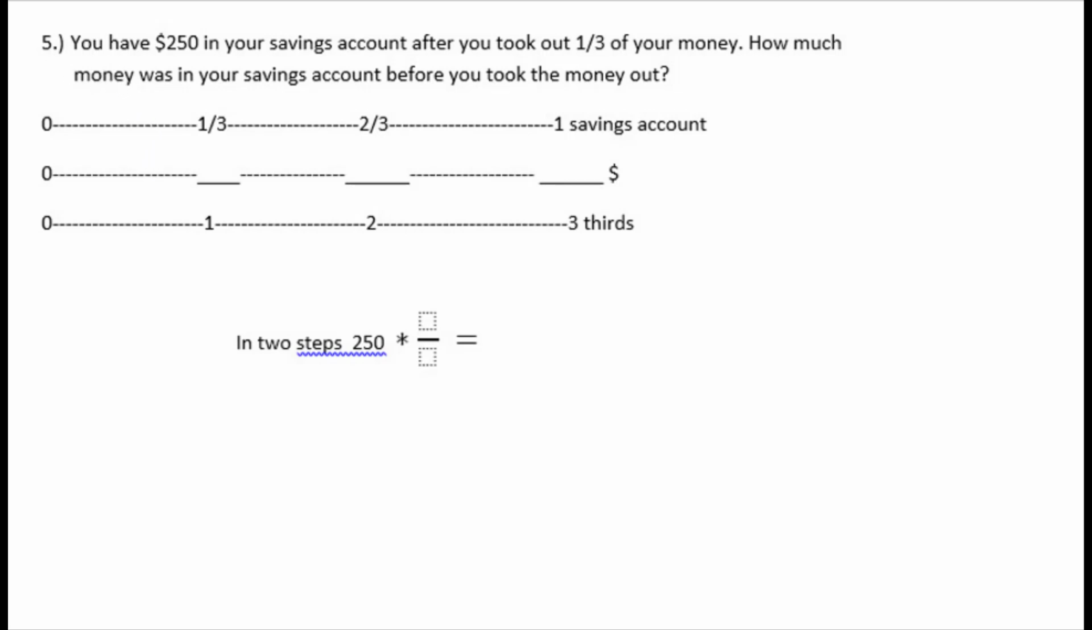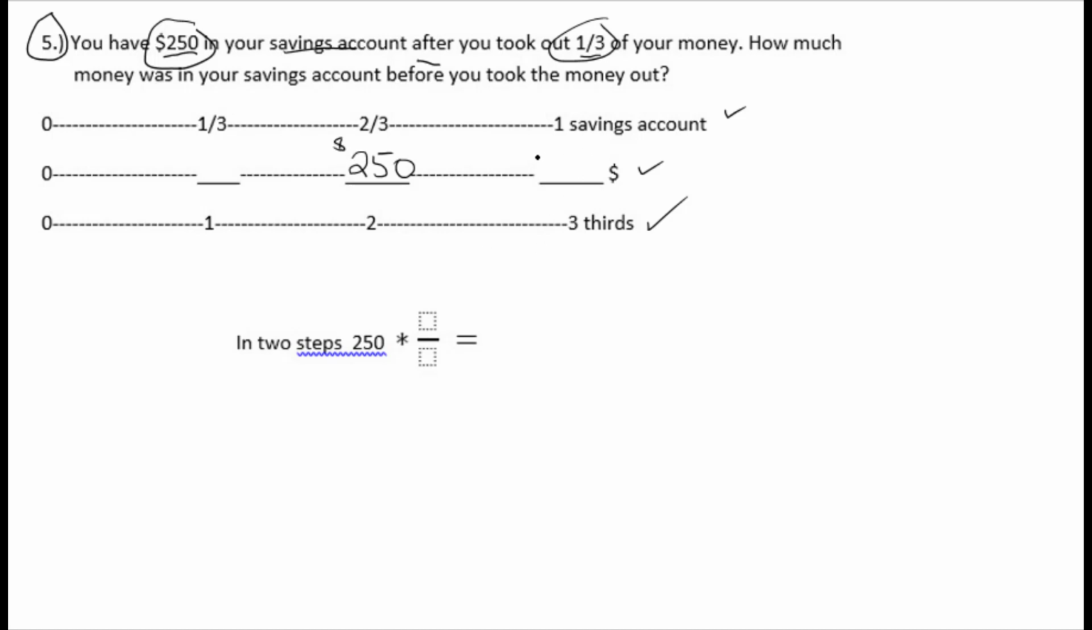So this problem, problem number 5, states you have $250 in your savings account after you took out 1/3 of your money. How much money was in your savings account before you took the money out? Well, notice I made number lines for a savings account, for dollars, and for thirds, because I had thirds here. It gave me dollars up here and a savings account. So if I took out 1/3, I would have 2/3 left. So 250 represents 2/3.